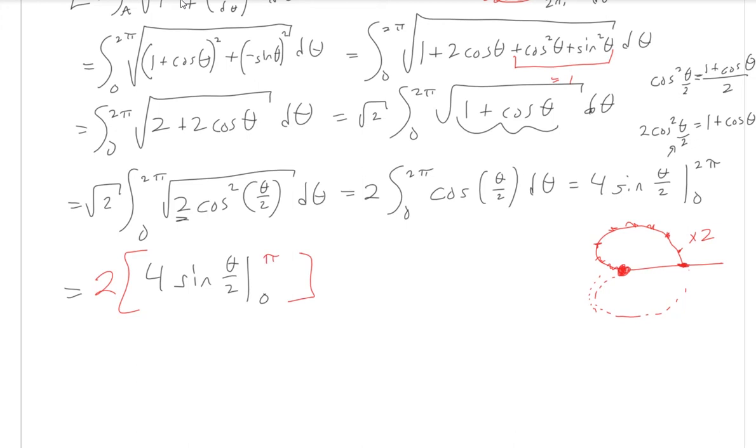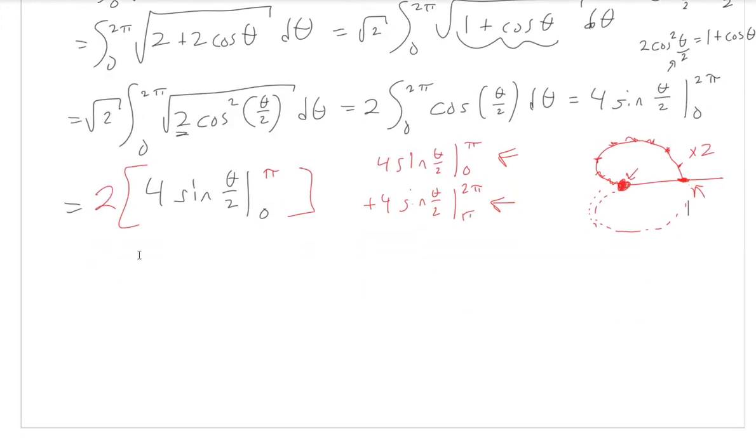Or if you wanted to, you could also split this up into 4 sine theta over 2 from 0 to pi, and then add 4 sine of theta over 2 from pi to 2 pi. The problem is that the positives and negatives are canceling each other out, so we needed to consider where it changes sign. And sine changes its sign from pi to 2 pi. But if we do this, this is going to be a little bit easier. We just get 8 sine of theta over 2 from 0 to pi.